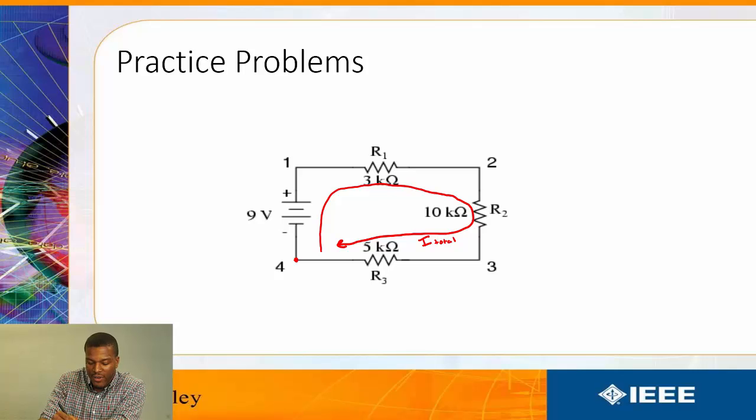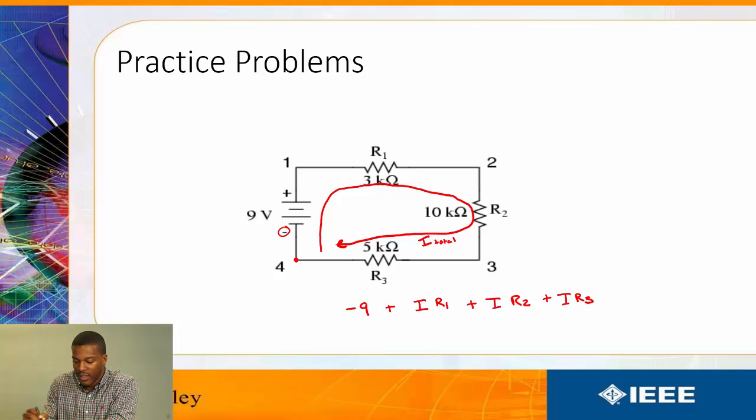So here we have, since this current goes into the negative terminal, -9 plus I times R1 plus I times R2 plus I times R3 equals 0. We can then combine like terms and move the 9 to the other side to say I times R1 plus R2 plus R3 equals 9.